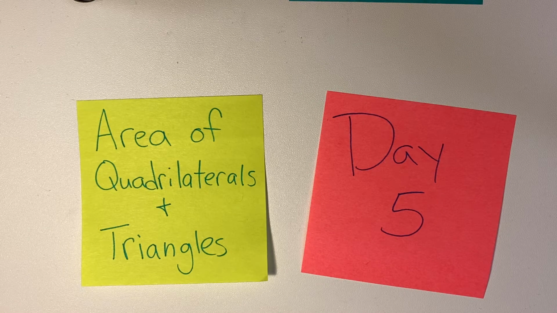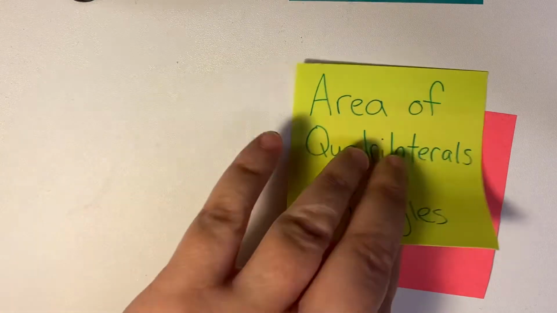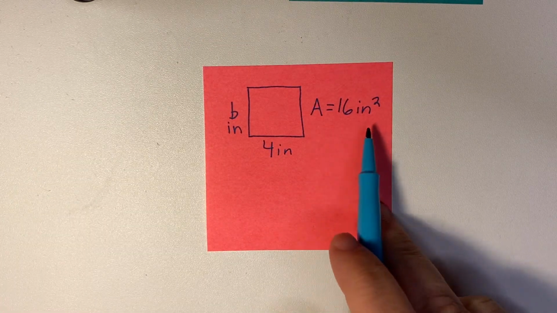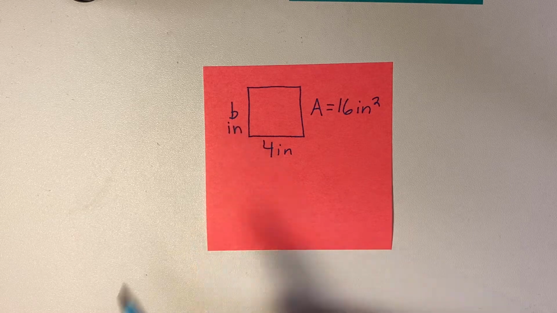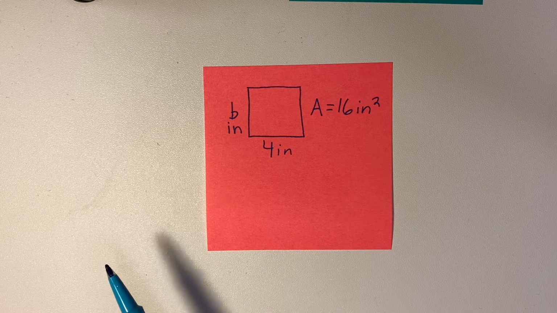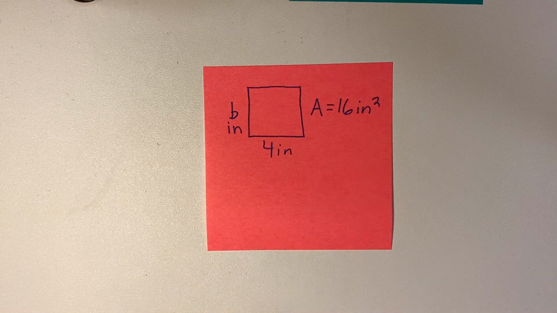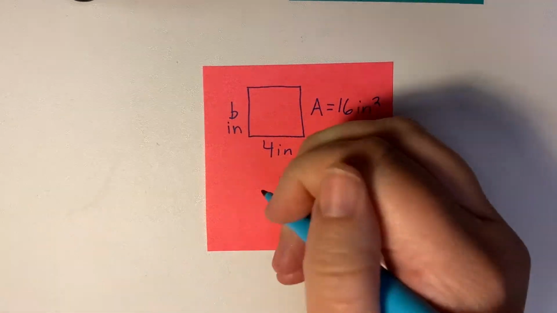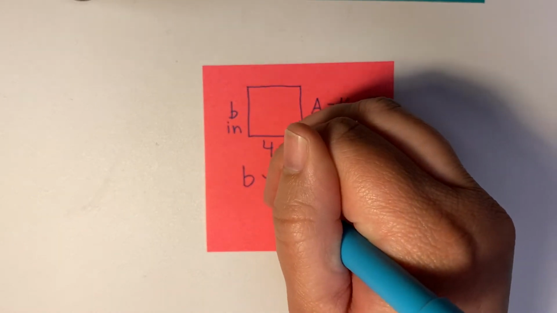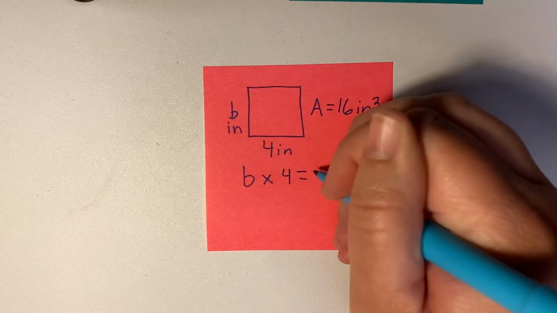So we've practiced a lot of finding the area of squares, rectangles, and triangles. And today we're going to look at what happens if I know the area like this, and I know one of the sides and I don't know the other side. Now, you could assume that this is a square and just say, oh, that's 4. But you can also verify whether or not it's a square by using the formula and using a little algebra to help you out. So b times 4 will equal 16.